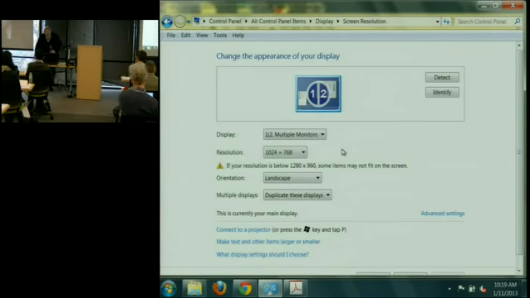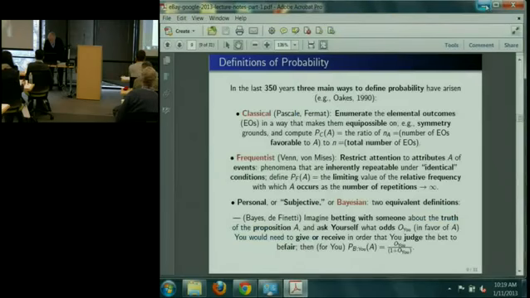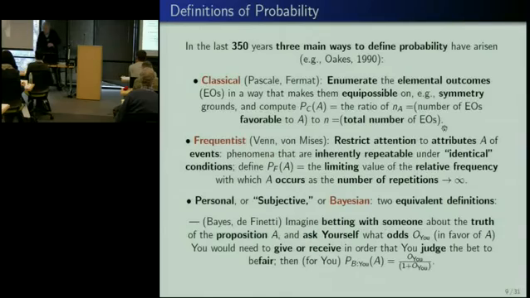All right. So let's get back to where we were. So that's the classical approach. Then, much later, these are actually out of historical order. The classical story was 1650. The Bayesian story was about 1750.